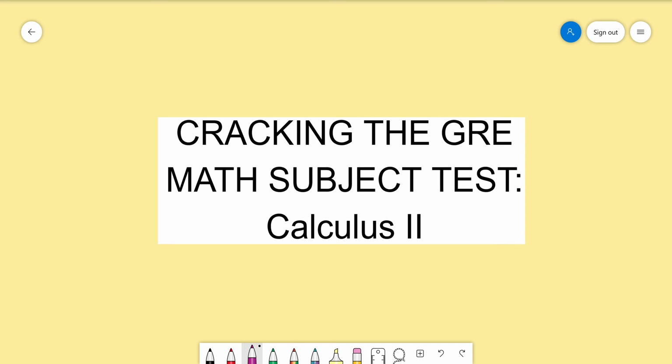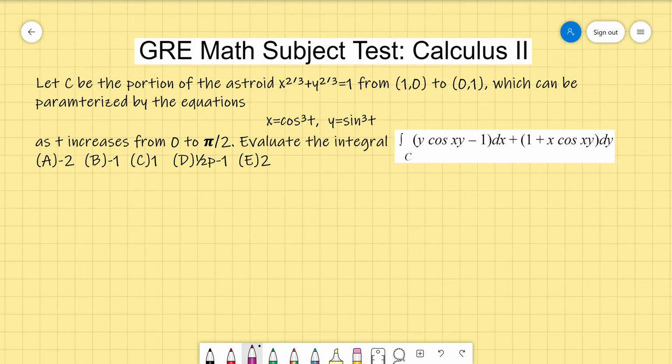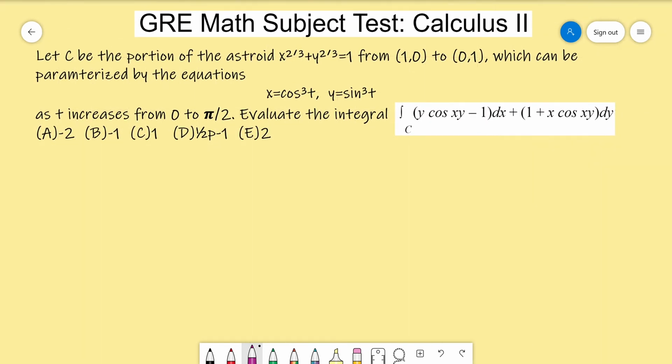This is Calculus 2 and we're on question number 26. In this question we're asked to evaluate this integral along the path C, which is defined by this equation from (1, 0) to (0, 1). And they're telling us that this equation can be parameterized as such: x equals cosine cubed t, y equals sine cubed t, as t increases from 0 to pi over 2. That seems like a hint, but actually if you try to plug this parameterization into the integral, you're going to end up with a big mess.